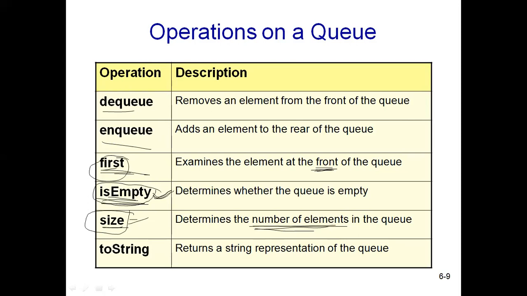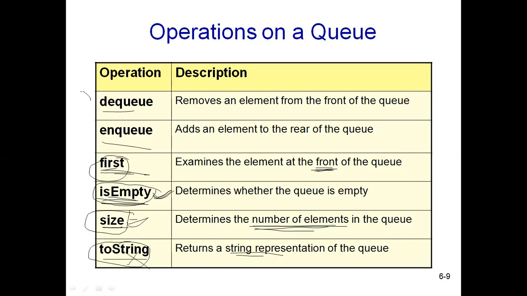Okay, from the front side, first element, to the rear side, last element. So how many elements are in between, the total number of elements, will give the size of the queue. Add to string, okay, it is not a very important function.